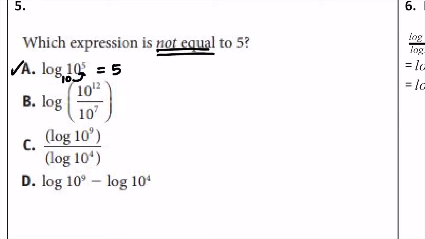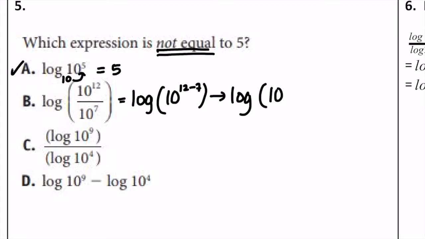For B, I have log of 10 to the 12th power over 10 to the 7th power. I'm just going to simplify that to be log of 10 to the 12 minus 7 power. If I have two things with the same base being divided, I take their exponents and subtract them. That's where our logarithm properties come from. This becomes log of 10 to the 5th power. And I know that this base is 10. This is exactly what I just did, and I knew that was equal to 5, so B is equal to 5 as well.